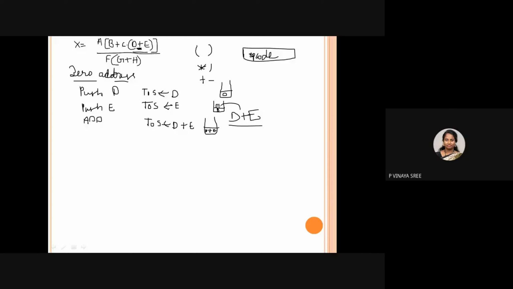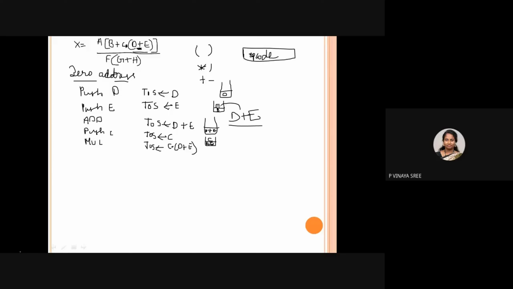Next we have a dot, which is multiplication. In order to do that, we first need to push C. So we perform push C, and the top of the stack will be C. Before this you have D plus E in the stack, and next you have pushed operand C. Next, in between we have a multiplication operator, so you write mul, and the top of the stack will be C into D plus E. This means the top two elements from the stack are popped, it performs the available opcode, and stores the result back in the stack.